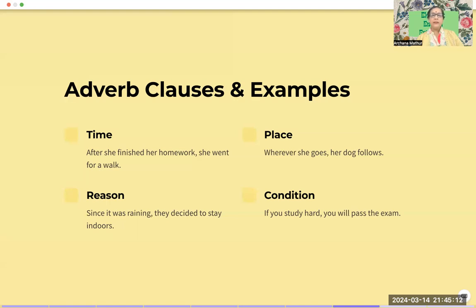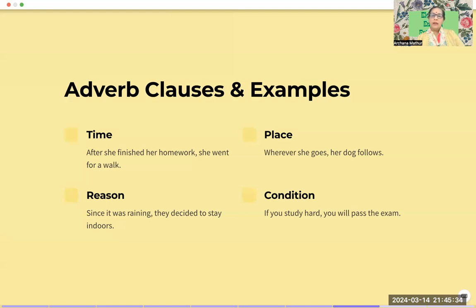Since it was raining, they decided to stay indoors. Now, if you take the sentence and divide it into two, they decided to stay indoors is a complete statement. But we are adding a dependent clause to it. Since it was raining, why did they decide to stay indoors? Because it was raining. So since it was raining becomes an adverb clause.